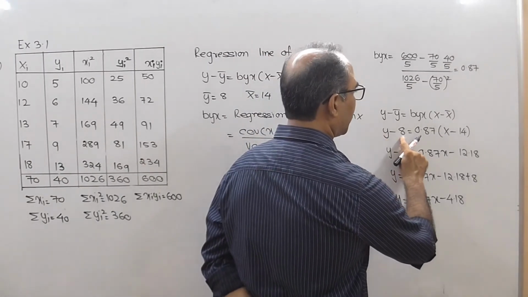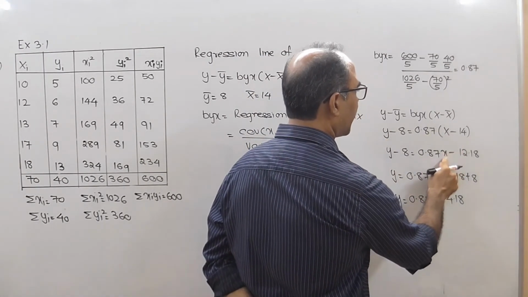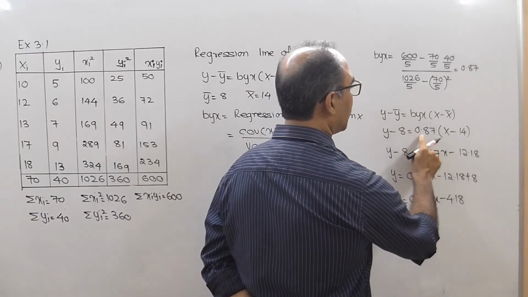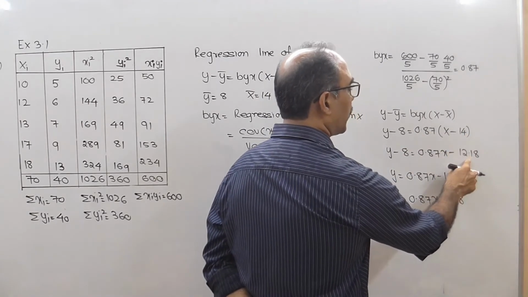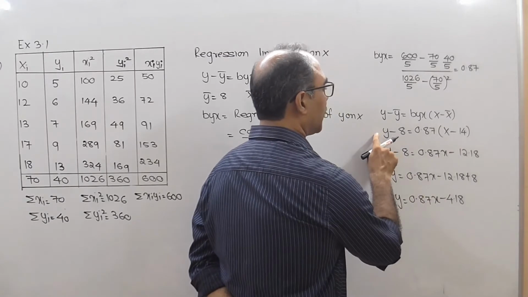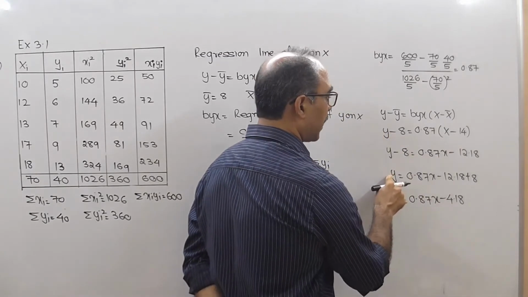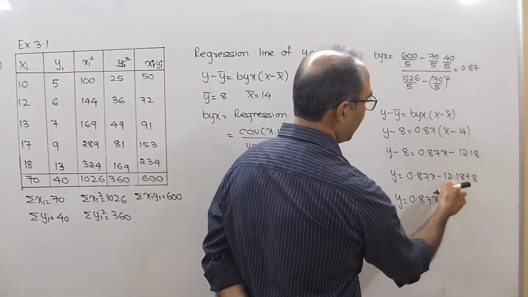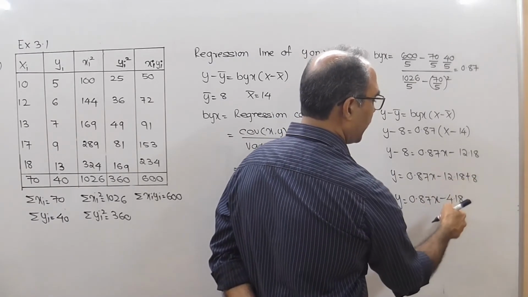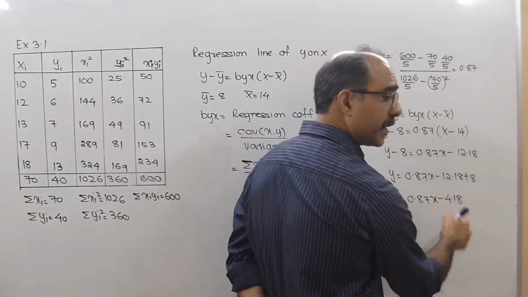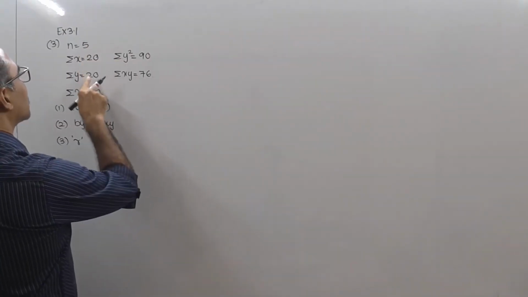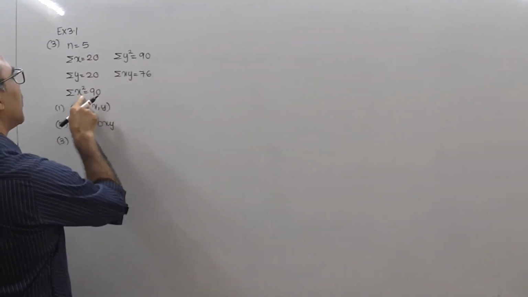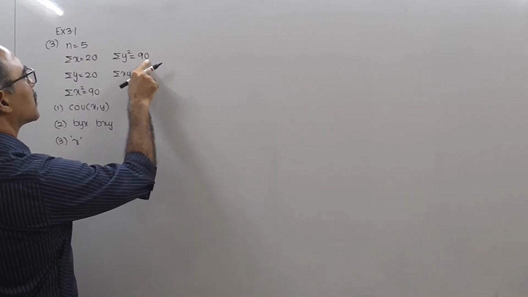Y minus 8 equal to 0.87 into x is 0.87x, 0.87 into 14 is 12.18. You have to find the regression line of y on x, so keep y on the left, take 8 to the right. Minus 8 going to that side will become plus 8, minus 12.18 plus 8, the answer is minus 4.18.